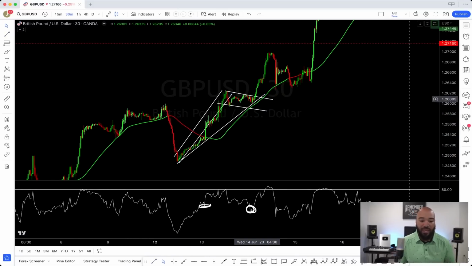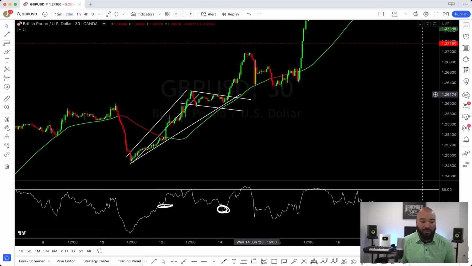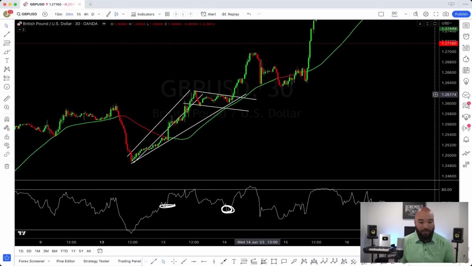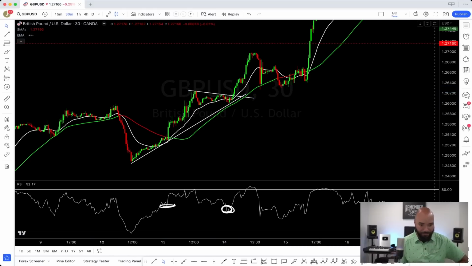Wait for it to break the trend line. Get up in there on a 30-minute chart. Okay? Simple as that. Or let's put this up here, and then let's look at that EMA. Let's take a look at that.